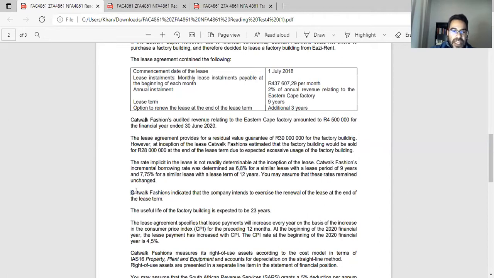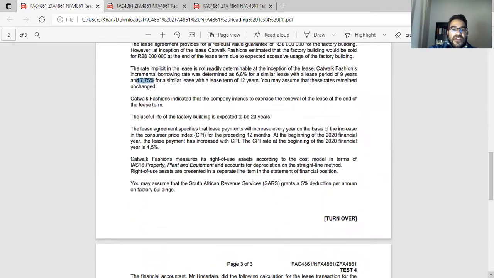So here they say Catwalk Fashions indicated that the company intends to exercise the renewal of the lease at the end of the lease term. So what does that mean? That the lease term is 12 years and not 9 years. So the discount rate that we will use is the 7.5%. The useful life of the factory is expected to be 23 years.